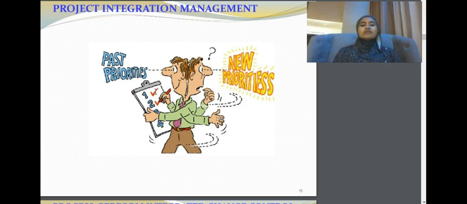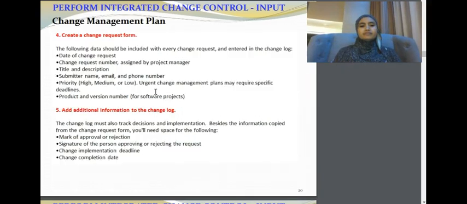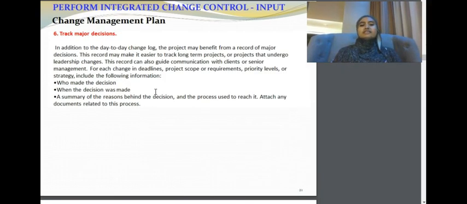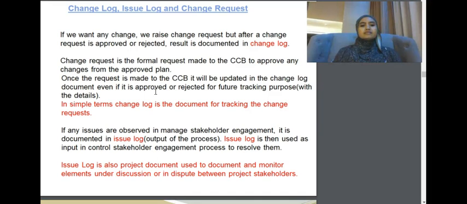So in this module, it will cover step by step how to incorporate those changes and to control them to ensure the scope is within the capability of the project team. So, stages in incorporating the project changes, the documentation related to the changes of the project, which include change log, issue log, change requests, and so on.